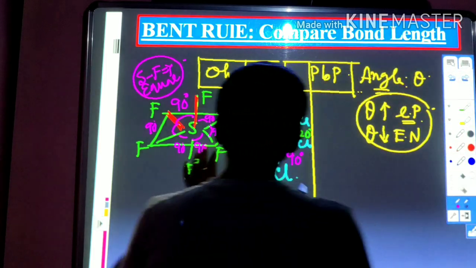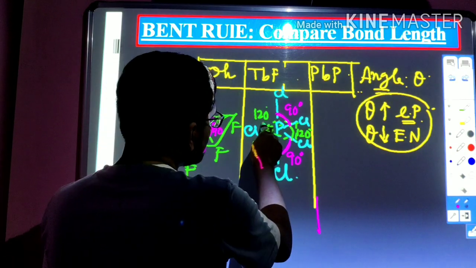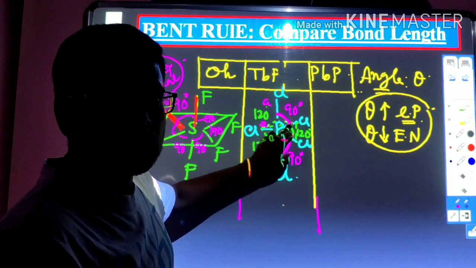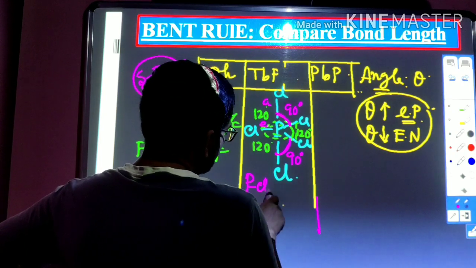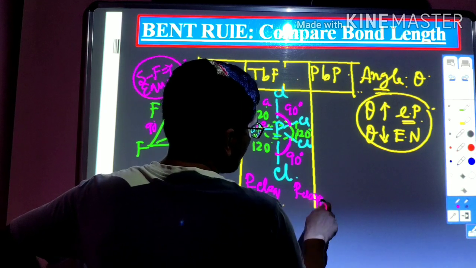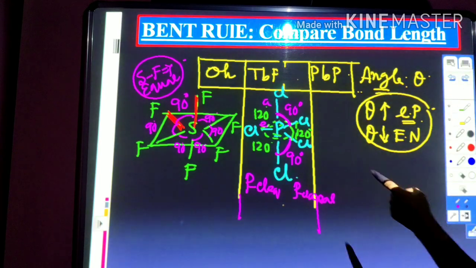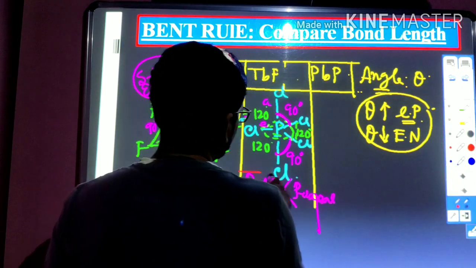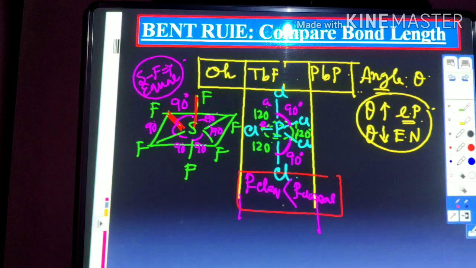So in this case, here theta is more. This is the equatorial bond and this is the axial bond, and here theta is less. Okay, so if we want to compare the PCl equatorial bond and the PCl axial bond, what will we say in the geometry? We'll say that the axial bond will be longer than the equatorial bond, because in the axial bond the angle is less.